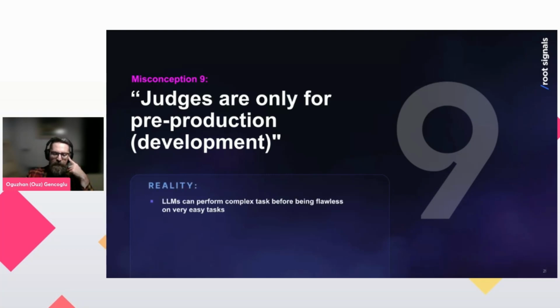Now, there's a great paper I'll be mentioning in a minute. It shows, and we also know this empirically, almost everybody knows, but the paper quantifies it. It's a paper from Nature. LLMs can perform pretty complex tasks before being flawless in very simple tasks. And this has a very important consequence: you cannot draw a boundary or a threshold and define this as the safe, reliable zone for LLMs. It just doesn't work like that.